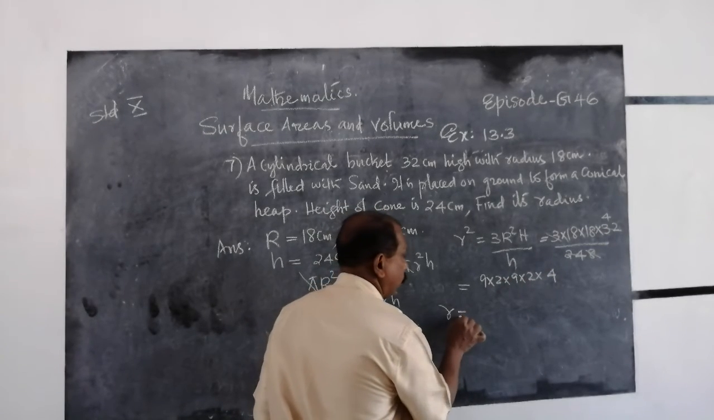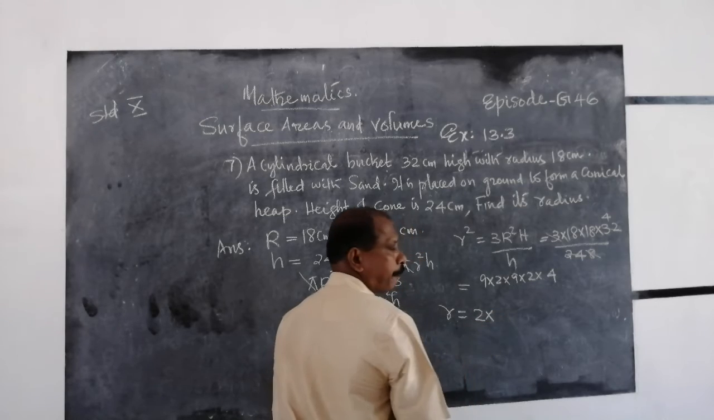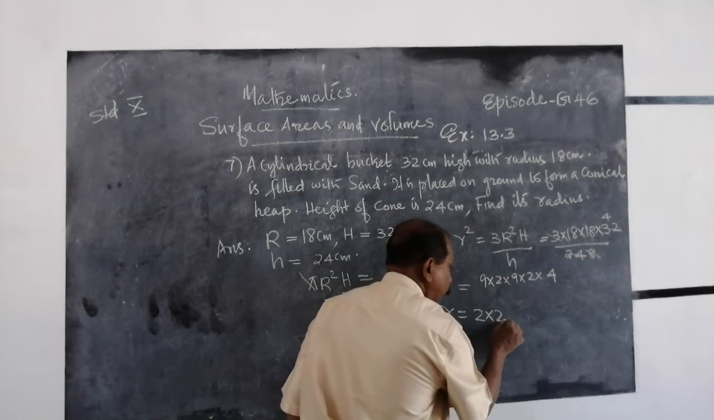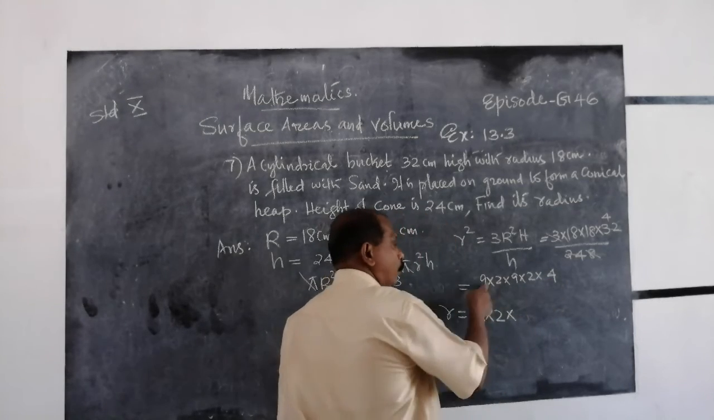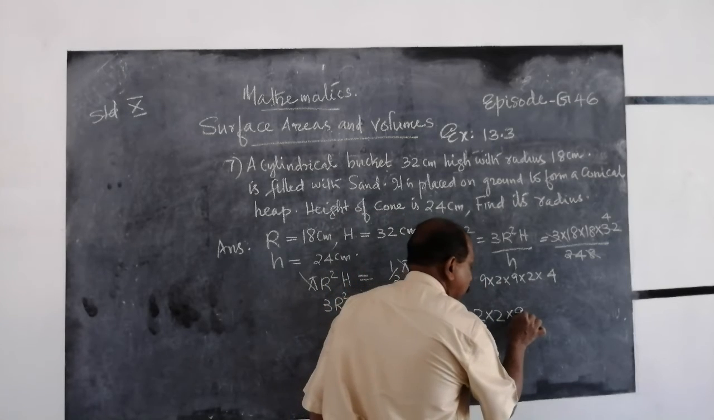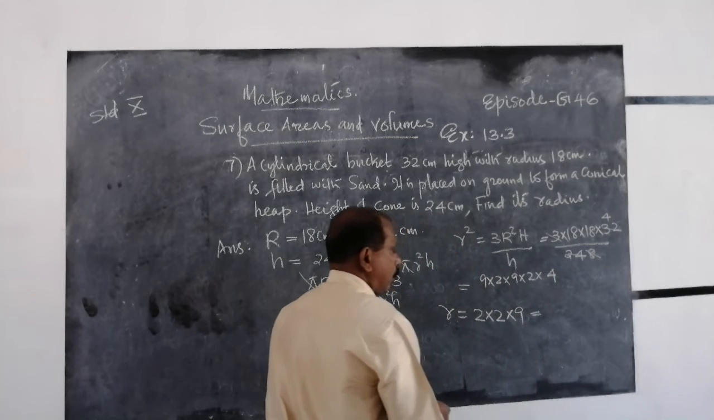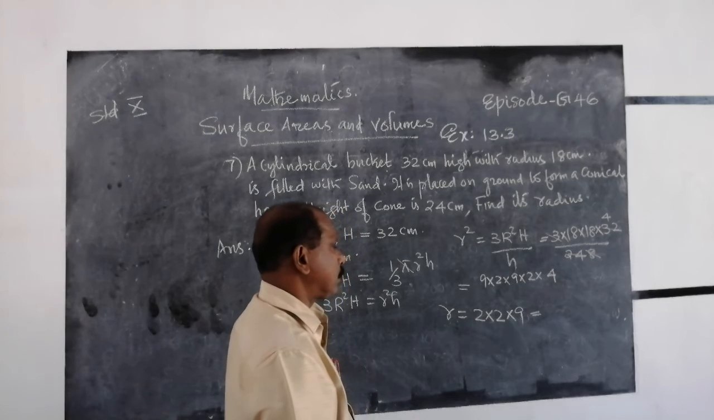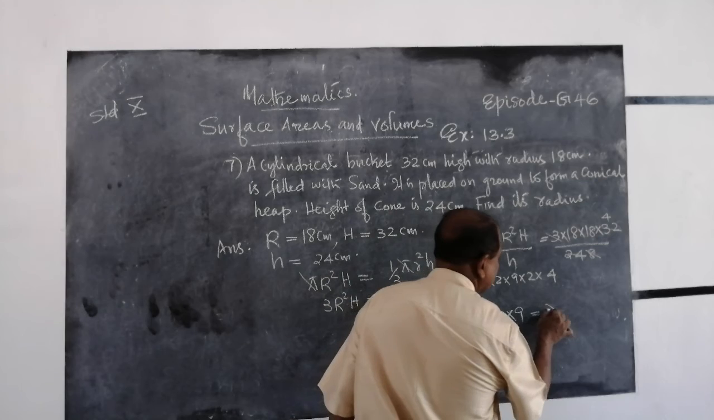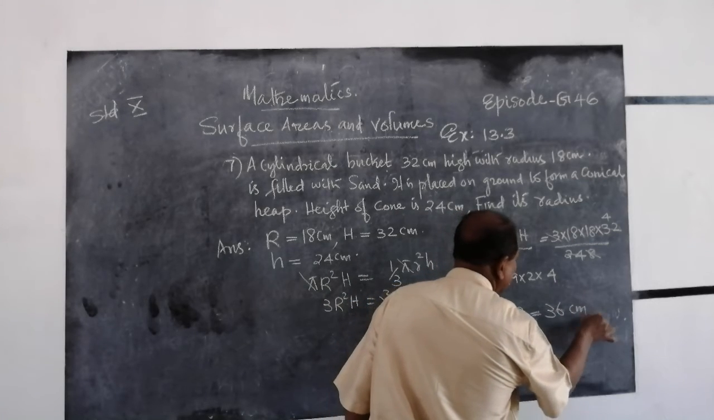Therefore, r is equal to 2 into root 81. It is 9. Is equal to 9 into 4. That is 36 centimeter.